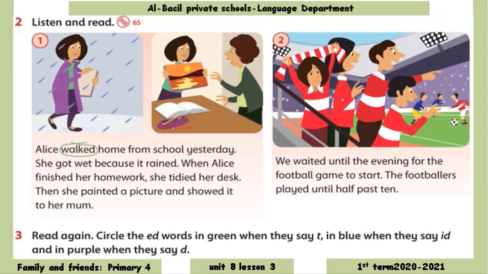Now number 2, listen and read. Listening 65. Number 1. Alice walked home from school yesterday. She got wet because it rained. When Alice finished her homework, she tidied her desk. Then she painted a picture and showed it to her mum. Number 2. We waited until the evening for the football game to start. The footballers played until 10:30.